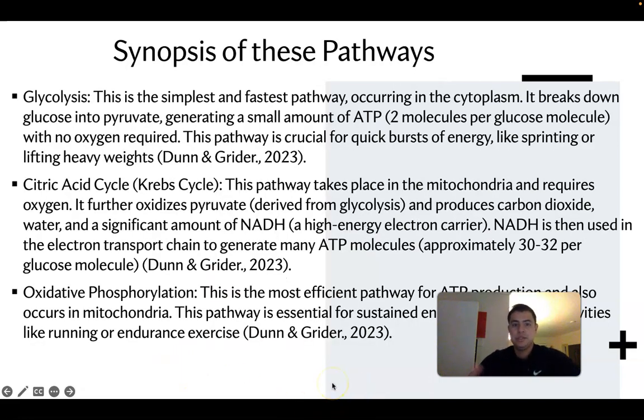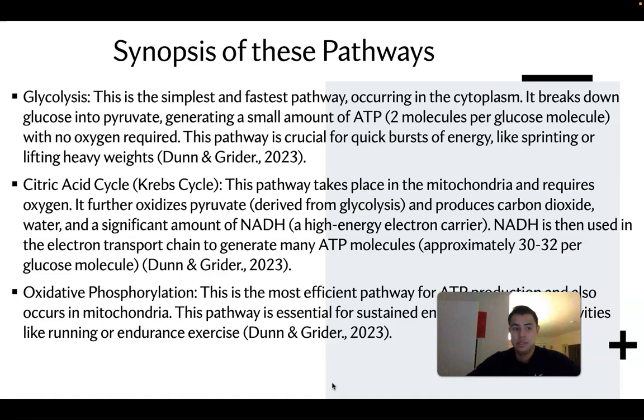So the synopsis of these pathways. The first one is glycolysis. This is the simplest and fastest pathway, occurring in the cytoplasm. It breaks down glucose into pyruvate. You generate a small amount of ATP, so 2 molecules per glucose molecule, with no oxygen required. And this pathway is crucial for, like I was saying before, quick bursts of energy, like sprinting, cutting, doing HIIT exercises where your heart's pumping and where the body is really moving.